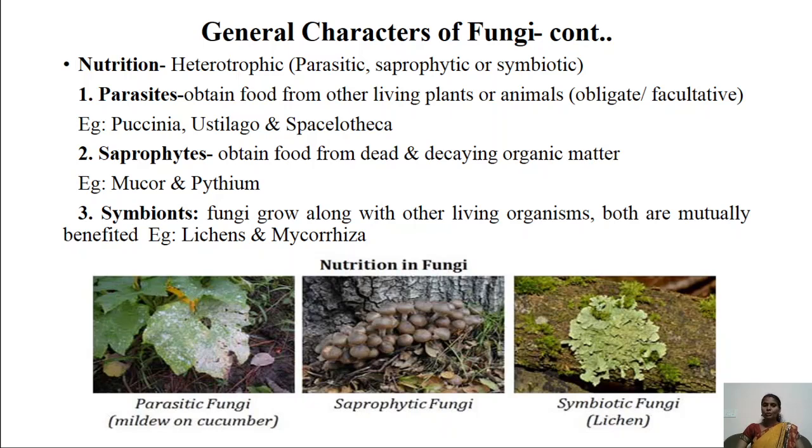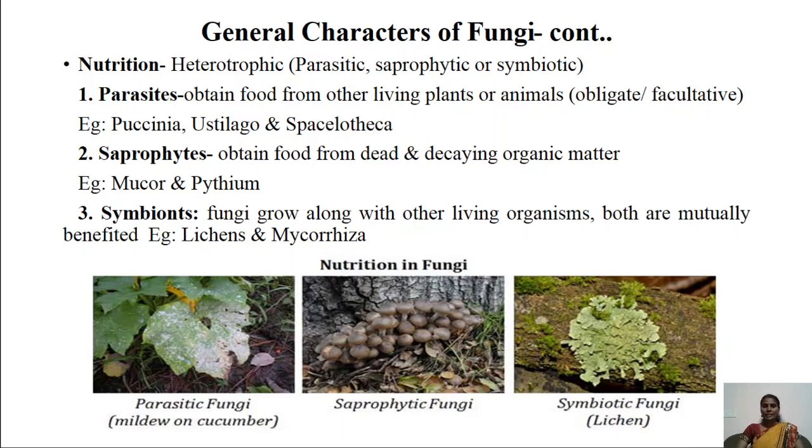As I already told, since fungi lack chloroplast, they are achlorophyllous in nature. They are unable to synthesize their own food. They have to depend upon another organism for getting the food. Hence they are called heterotrophs. So the heterotrophic mode of nutrition is of three types: either parasitic, saprophytic or symbiotic.